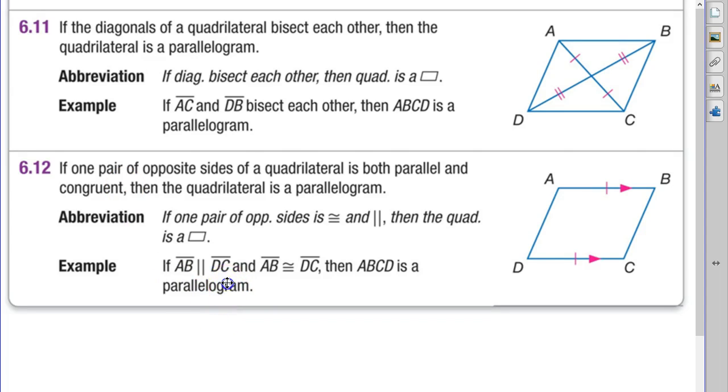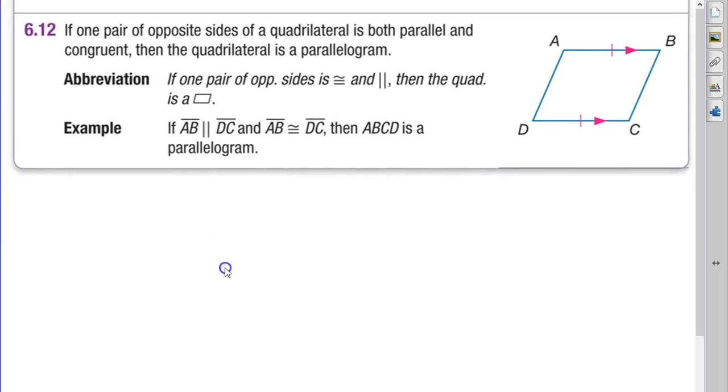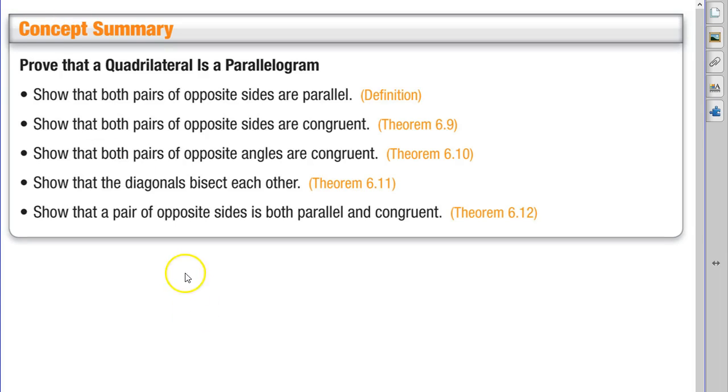And then the fourth way here is the one weird way, because it's the only thing that's not the same from section 6.2. If you can prove that you have a pair of sides that are both congruent and parallel, so that's the one pair of sides, they're congruent to each other and they're parallel to each other, that'll give you a parallelogram as well. It forces the other two sides to be parallel and congruent too. So here are the 5 ways to do it. Okay, 5 ways to prove that you have a parallelogram.